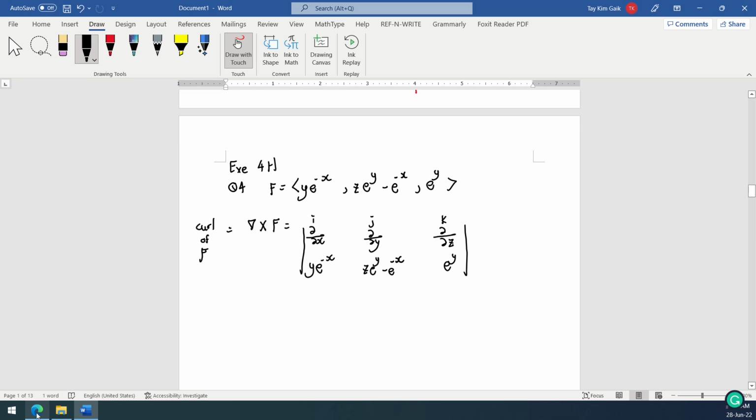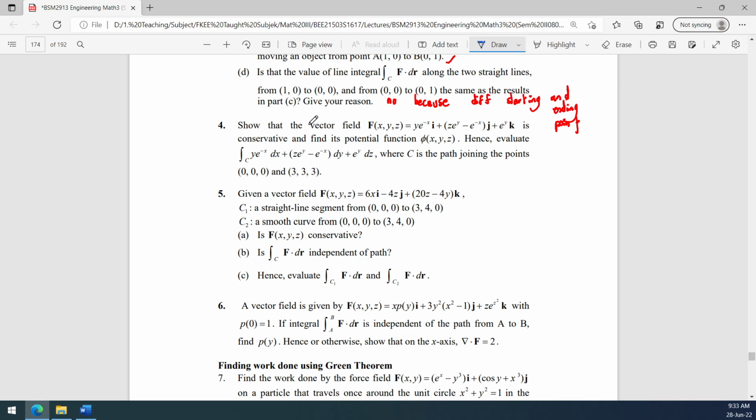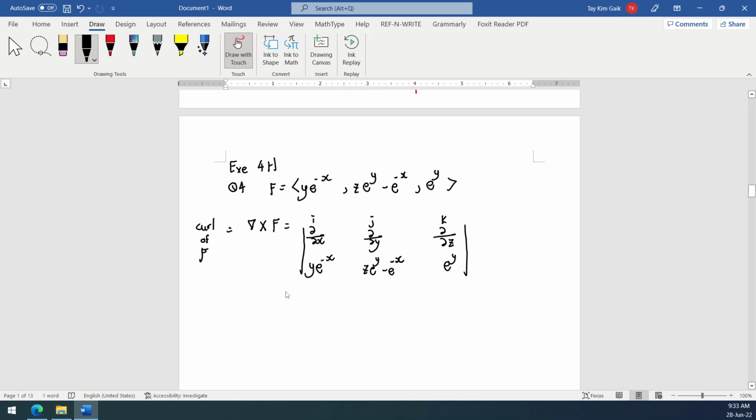The question says show F is conservative, so the question is a positive sentence. It means the answer must be conservative and the curl of F must be 0. Unless the question asks to justify if F is conservative, then you are unsure. If it says show, the answer is positive. It is confirmed that the curl of F must be 0, but you need to show the steps.